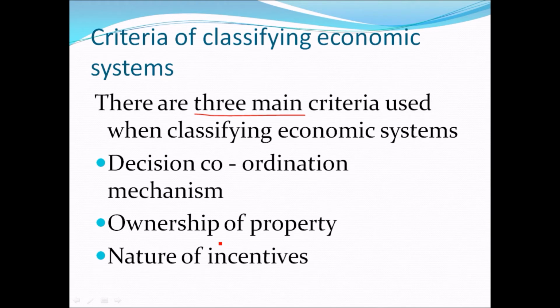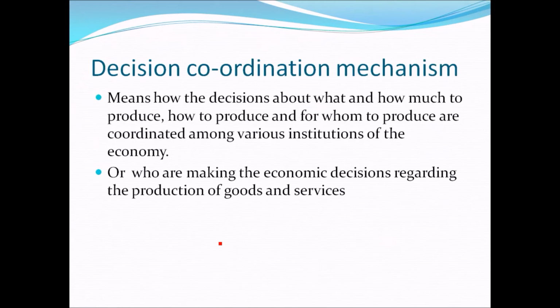So now we are clear about the criteria used in classifying economic systems. Again, they are coordination mechanism, ownership of property, and nature of incentives. We'll see separately what are the various criteria used. Decision coordination mechanism means how the decisions about what and how much to produce, how to produce, and for whom to produce are coordinated among various institutions of the economy.